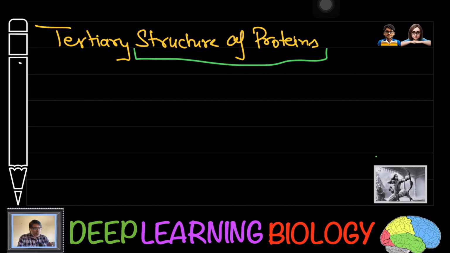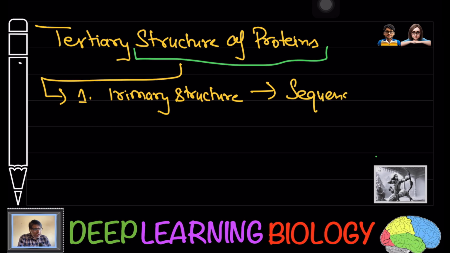Now, if you remember our previous classes related to the structure of proteins, yes, we have discussed primary structure. In primary structure of proteins, I have taught you that primary structure is going to tell you about the primary sequence, the sequence of the amino acids which are present within the protein. Yes, it is also going to tell you about covalent bonds like disulfide linkages which are present within the proteins.